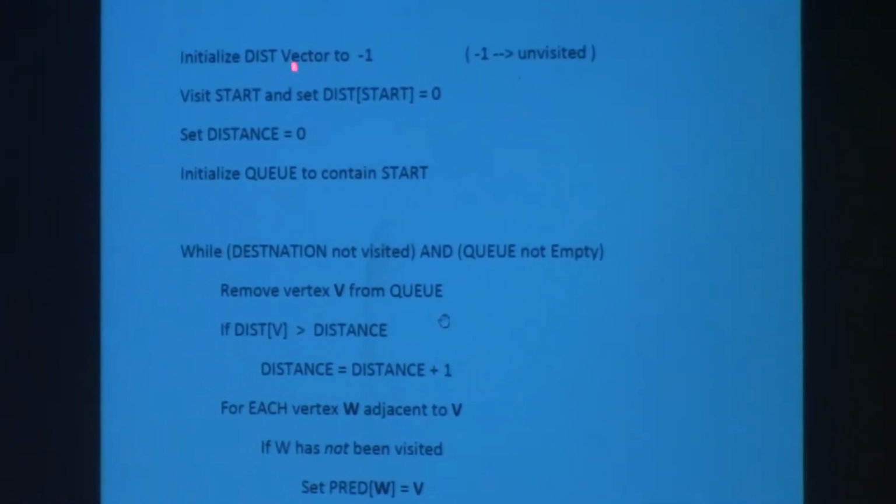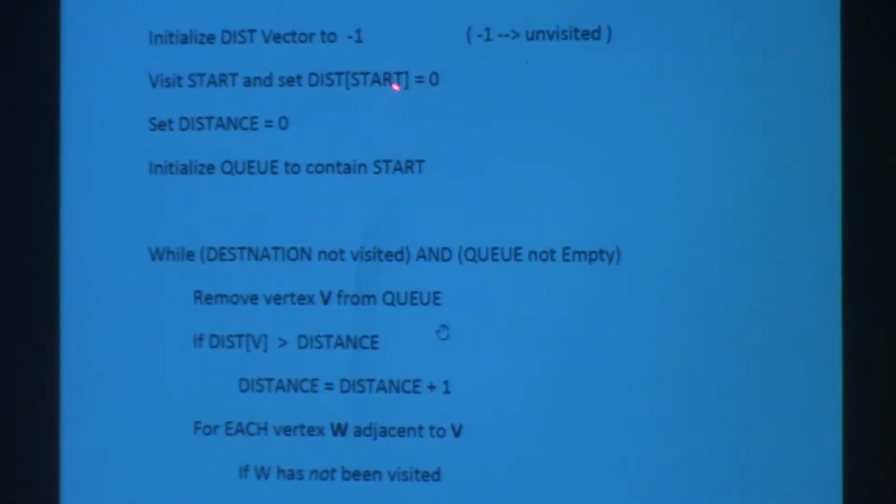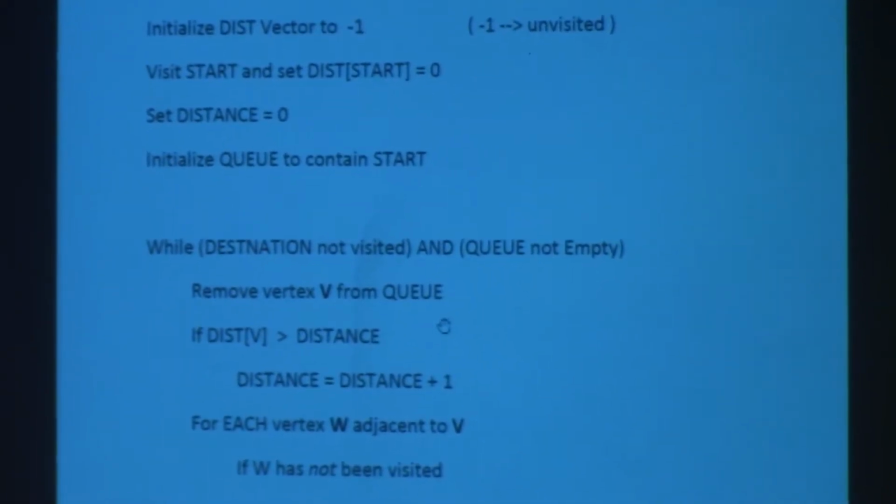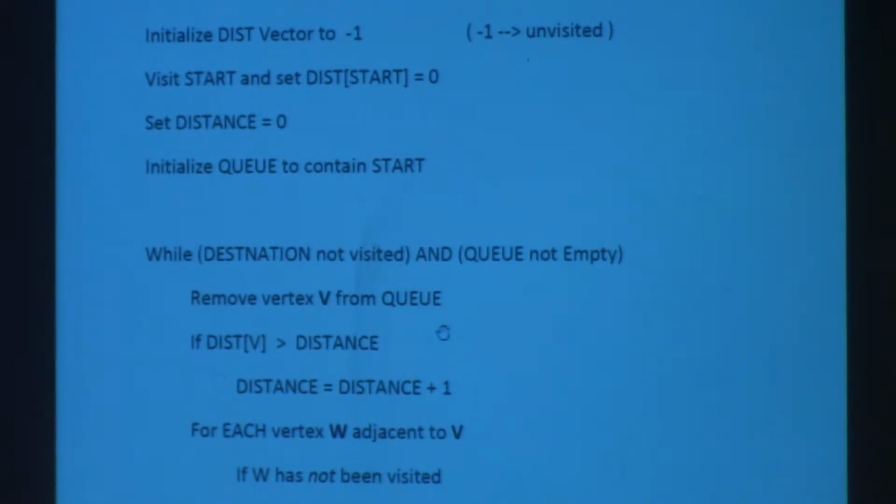We're going to set the distance vector at the location of start to 0, indicating that the distance from the start to the start is 0, which makes sense because you're already there. You're starting there. Now, distance is going to be a scalar, a single value. And that distance is going to simply indicate how far am I right now from the start. Since I'm at the start right now, distance should be equal to 0.